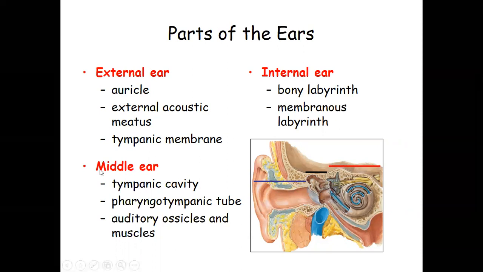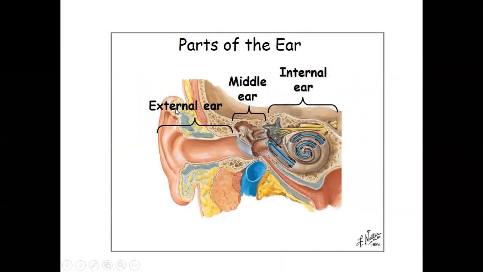Now we're going to move to the middle ear. In the middle ear, we have the tympanic cavity, the space, and then we have the pharyngotympanic tube. We also have the auditory ossicles and the muscles that are associated with the ossicles. These are the components of the middle ear. And then the internal ear, we have the bony labyrinth and also the membranous labyrinth. So you can see here, these are the parts of the ear: the external ear, middle ear, and also the internal ear.